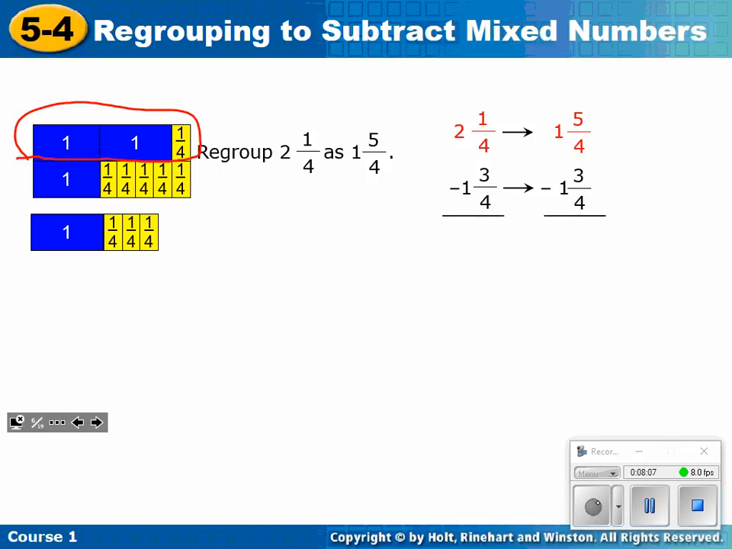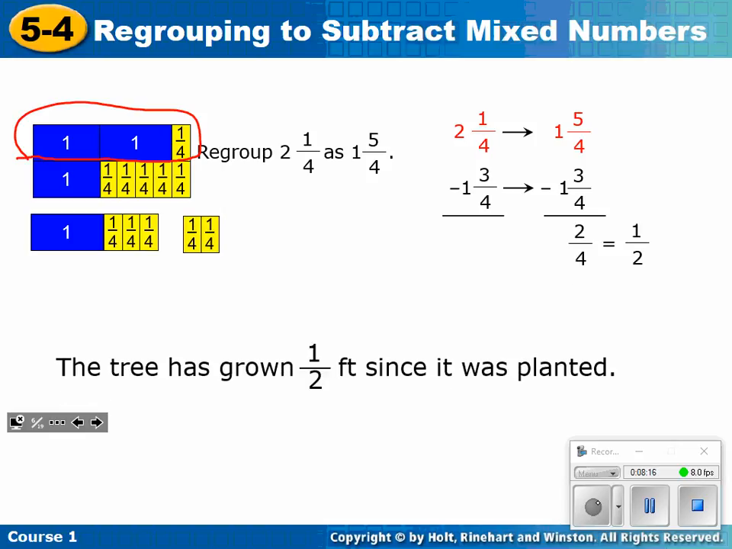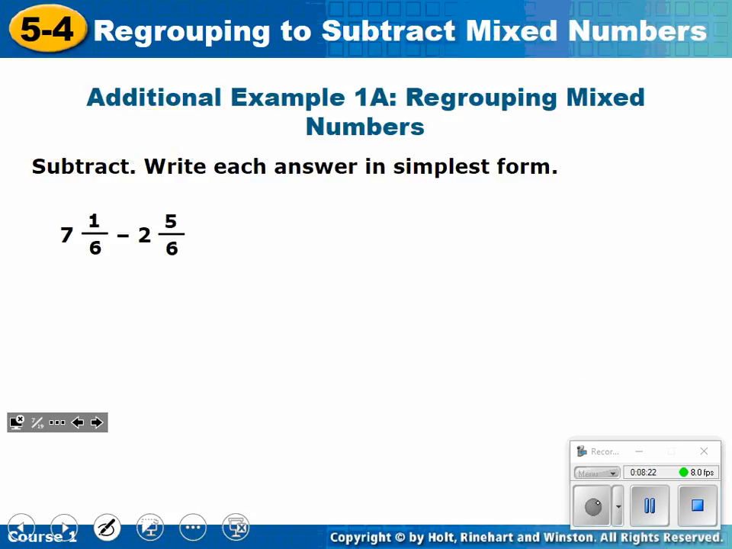Now we're going to do the subtraction just like we did over there. 5 minus 3 is 2, 2/4. Okay? That should help some of you visualize it a little bit. Now, on your whiteboards, I want you to write this up and down. So we got 7 1/6 minus 2 5/6.